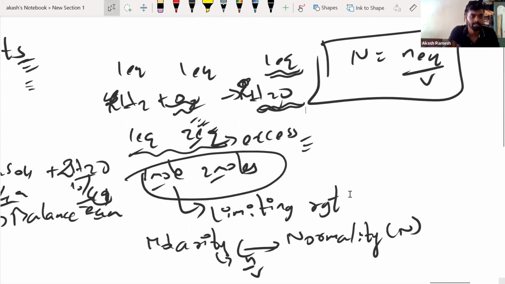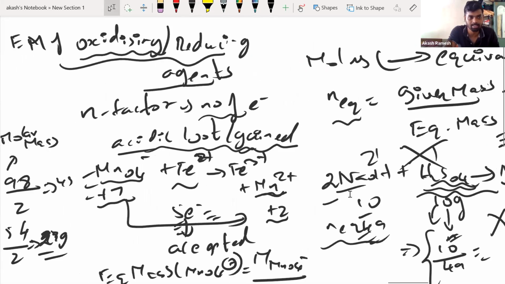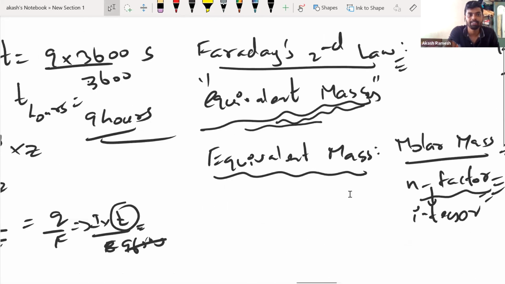What is the time? Okay, we have 10 more minutes. So why we started all this is for Faraday's second law. Now you look at the statement, people. It says, if the same quantity of electricity is passed through two different electrolytes, the mass of substance deposited at each electrode is directly proportional to the equivalent masses.